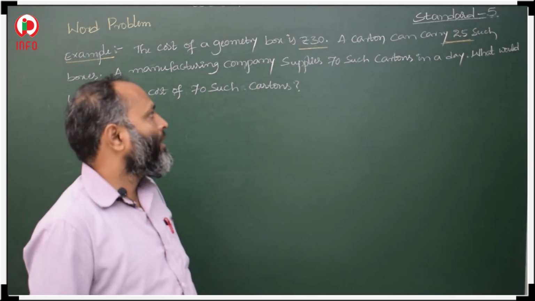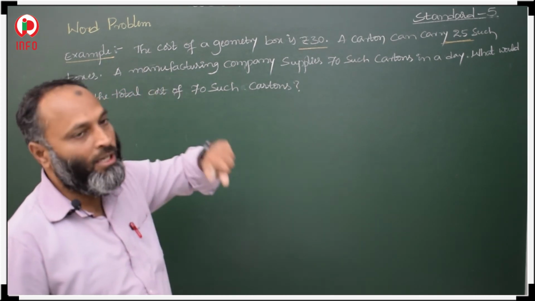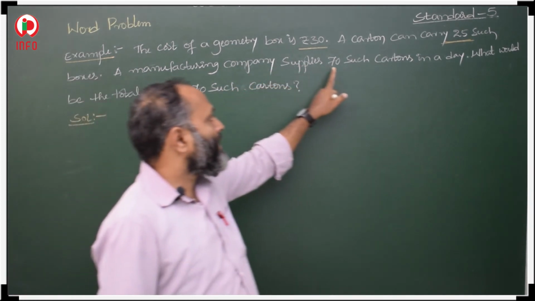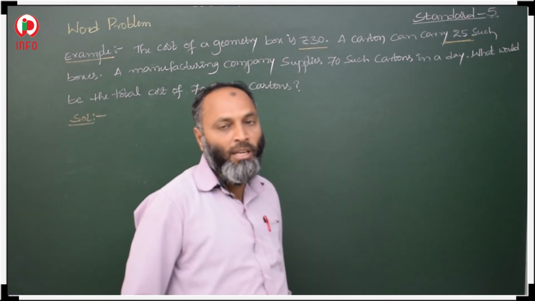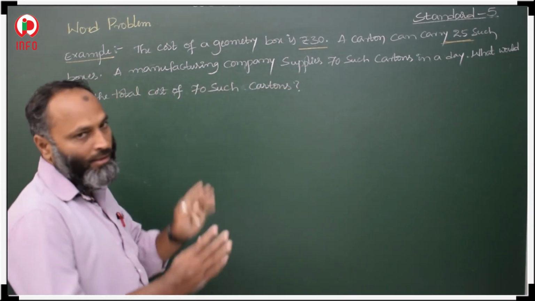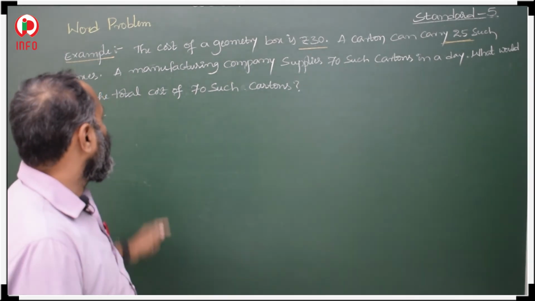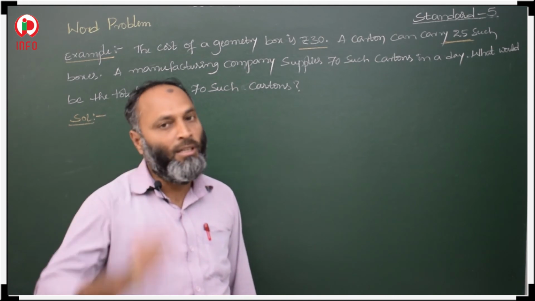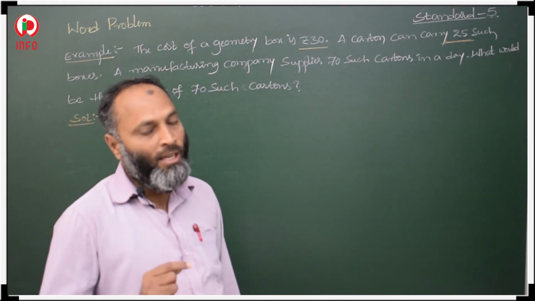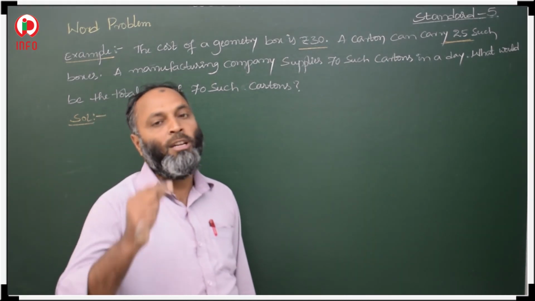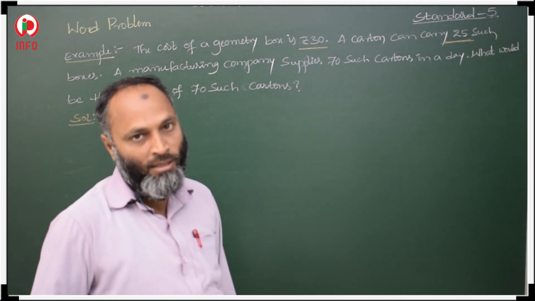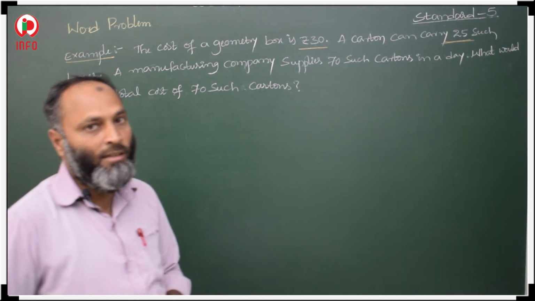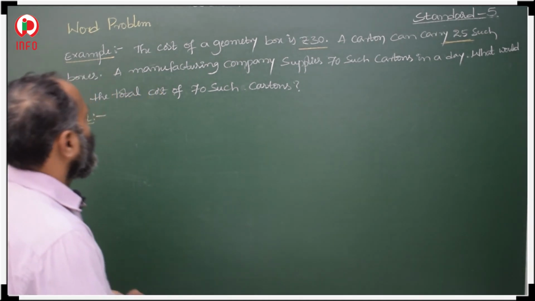After finding that one carton price, what is he asking? A manufacturing company supplies 70 such cartons in a day. So what would be the total cost of 70 cartons? First we have to find one carton cost. Then we multiply it with 70 cartons, because the company manufactures 70 cartons in a day. So first, the steps we have to write.